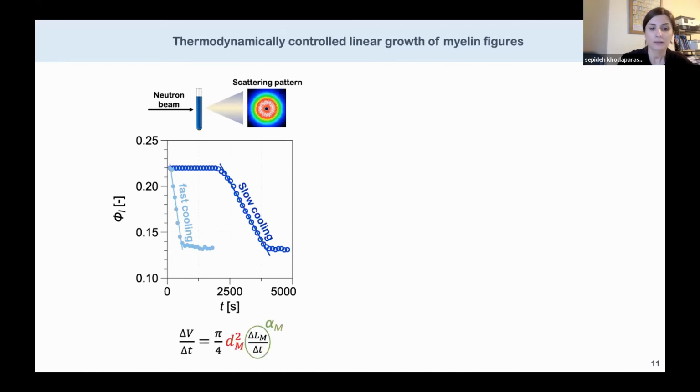So here you see that for a certain volumetric transformation from the micelles to the lamellar phase, if we increase this rate, we expect to see an increased rate in the growth of the myelins. I'm going to call this the slope of the growth of the myelins, alpha m. You can also clearly see that if we have larger myelins, with a larger cross-section, and the volumetric transformation of material into these myelin figures is constant, we should have a slower growth.